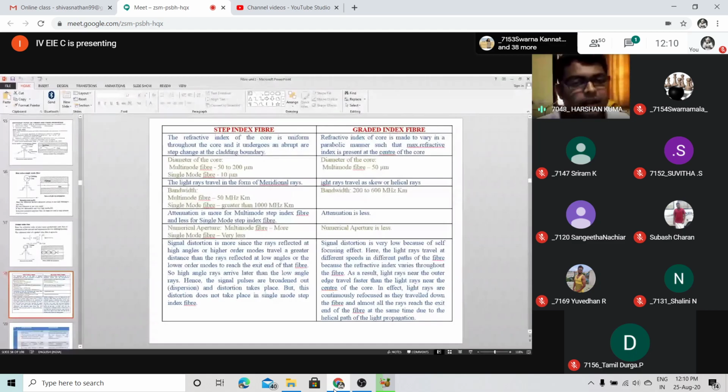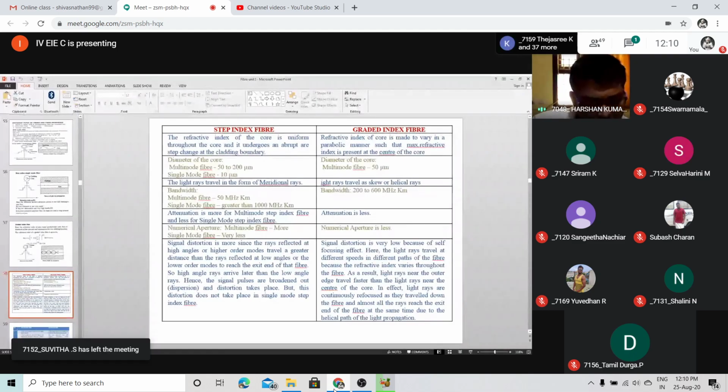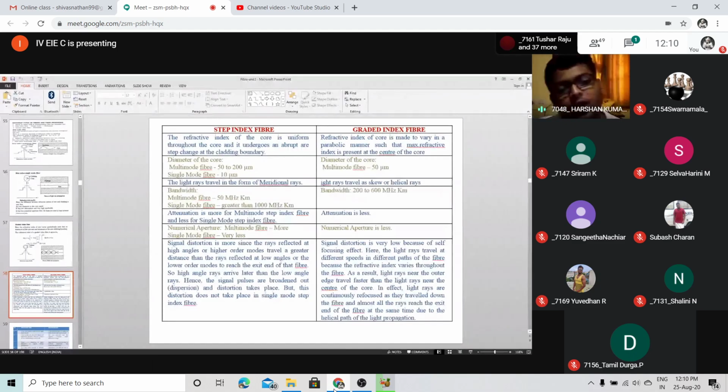Okay, and the next parameter we are going to discuss is the numerical aperture. The numerical aperture of multi-mode fiber is going to be more, whereas in single mode fiber, it is going to be less. Kindly understand that the multi-mode and single mode I am talking about correspond to step index fiber. And coming to graded index fiber, this numerical aperture is going to be less.